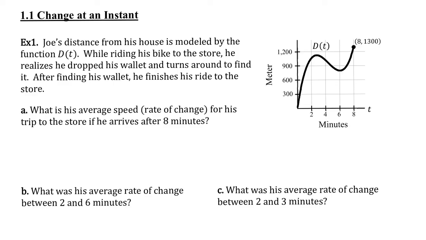Okay, the first question is, what is his average speed or his rate of change for his trip to the store if he arrives after 8 minutes? So I'm finding the rate of change from when he starts until 8 minutes. So he starts right here. At 8 minutes, he's up here. So if I draw the line of that segment, I want to find the rate of change there. Rate of change, you've heard it before. Rate of change is the slope. And in this case, this line that goes from this point to this point is going to be called a secant line.